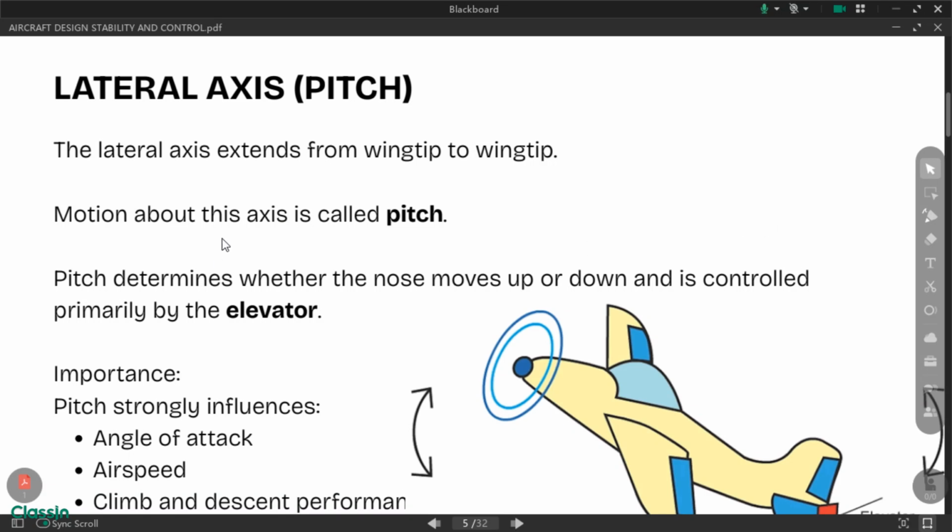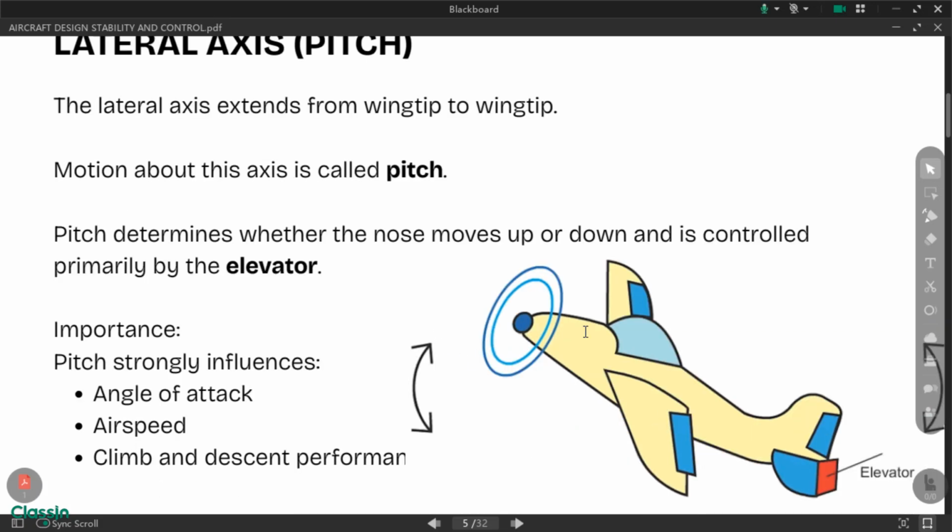Okay? So yung sa lateral axis naman natin, yung axis na yun, it extends from again one wingtip to wingtip. Okay? And yung motion or rotation about this axis is called yung pitch. Okay? Yung pitch natin yung nagde-determine whether yung aircraft's nose natin would move upward or downward. Okay? Yung pitch natin, again, it's primarily achieved by using the elevators. Tama?